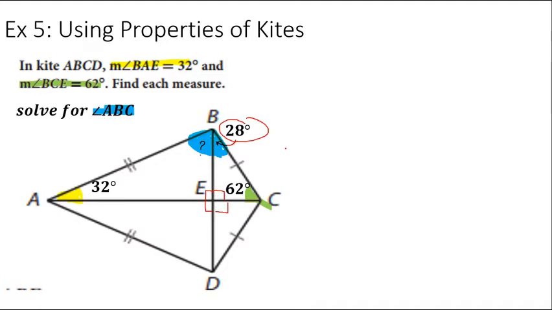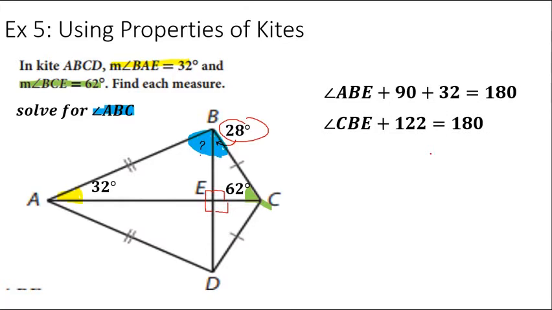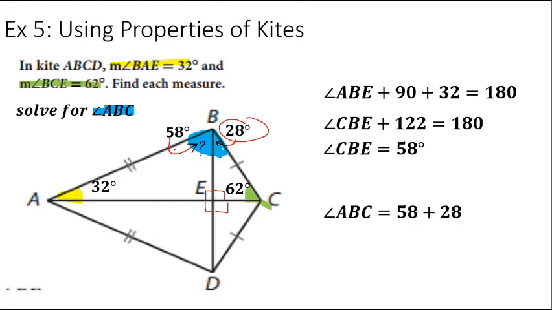So what I'm going to do here is I'm going to say angle ABE plus 90 plus 32 equals 180. And I add 90 and 32 gives us 122. I subtract that from 180 and I get 58. So it means that this angle right here is 58 degrees. So now in order to solve for ABC, I just take 58 plus 28. So that gives me 86 degrees.